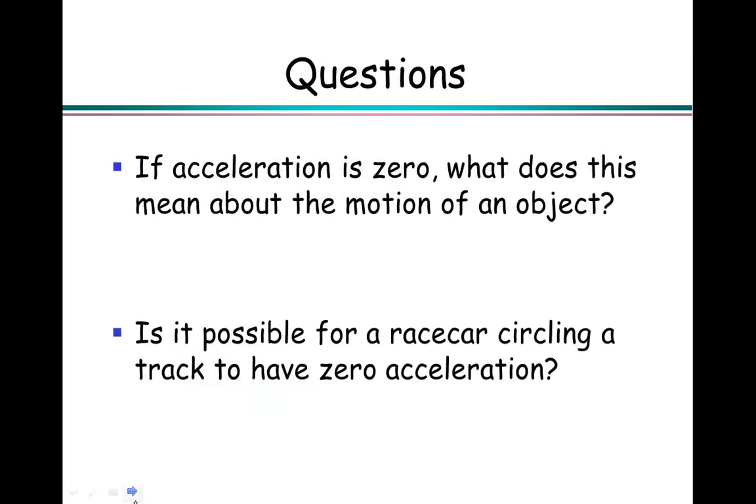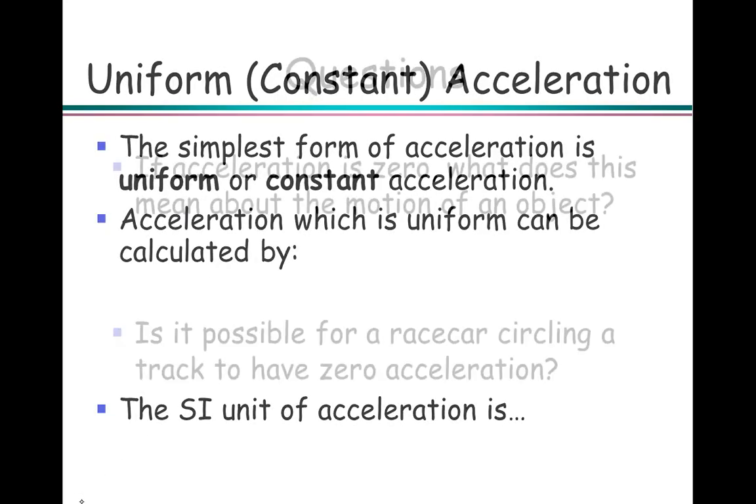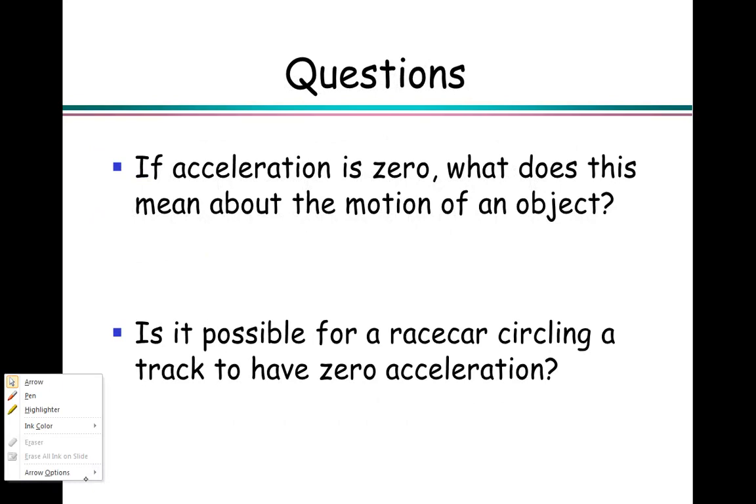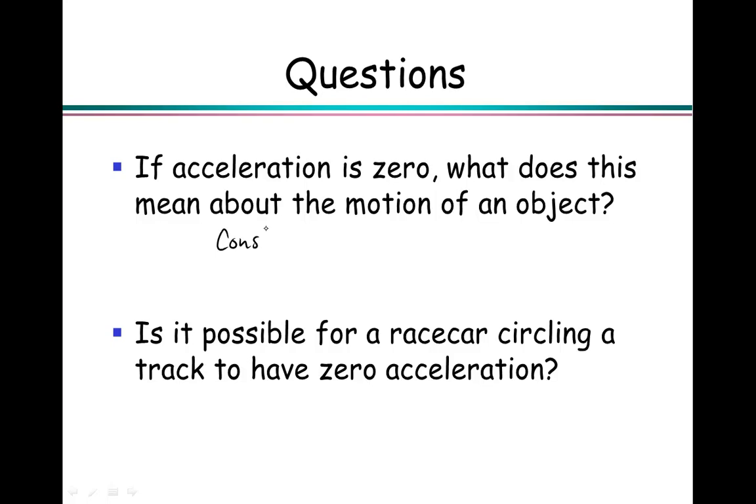So if the acceleration is 0, what does this mean about the motion of the object? Well, that would mean the object would have constant velocity.